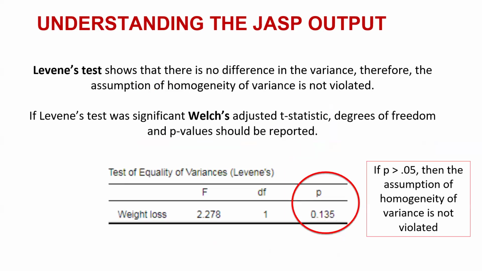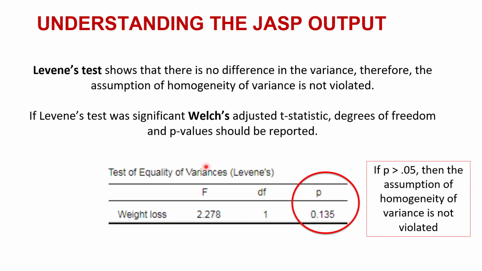Now, we look at the test of equality of variances table, which is the Levene's test, which shows that there is no difference in the variance. Therefore, the assumption of homogeneity of variance is not violated, because the p-value that we have generated is greater than 0.05. The p-value we have is 0.135. If that is greater than 0.05, then the assumption of homogeneity of variance is not violated.